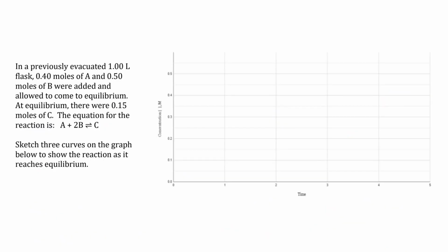So on this slide, I'm going to introduce something called an ICE chart. In a previously evacuated 1 liter flask, you have 0.40 moles of A and 0.50 moles of B. They're added and allowed to come to equilibrium. At equilibrium, there are 0.15 moles of C. The equation for the reaction is as follows. Sketch 3 curves below to show the reaction as it reaches equilibrium. Because it's in 1 liter, we can assume that the moles are the molarity, so it's fine. So we have A, B, and C. We have our reaction here: A plus 2B produces C. And it's a reversible reaction.